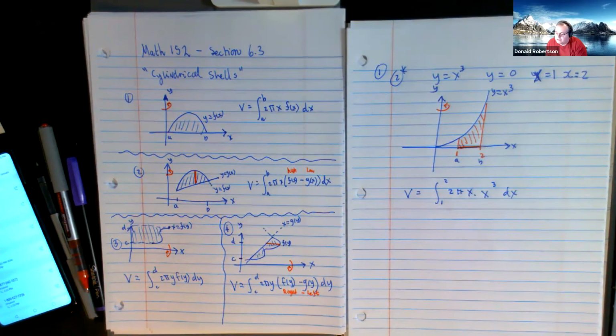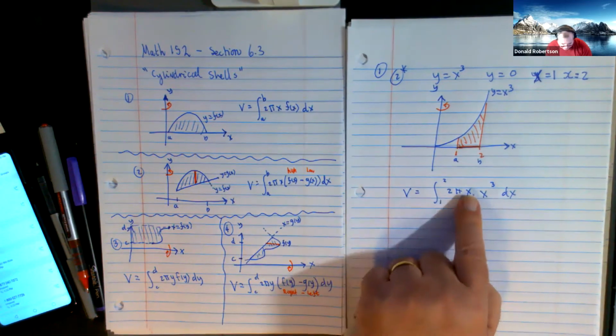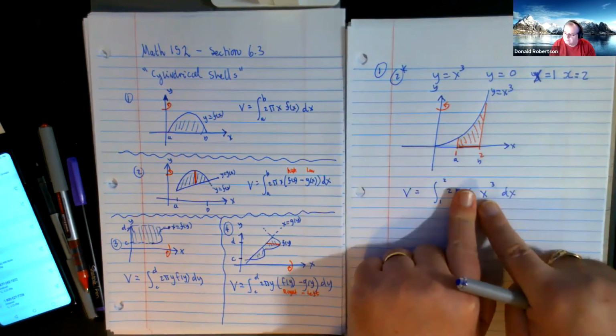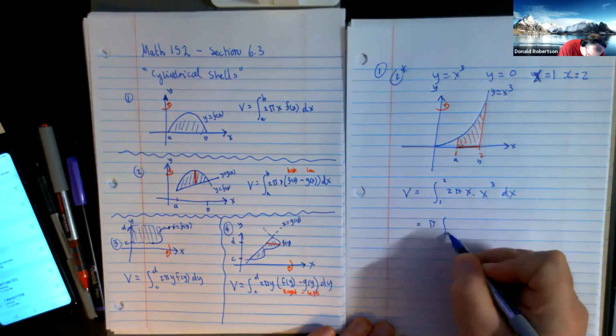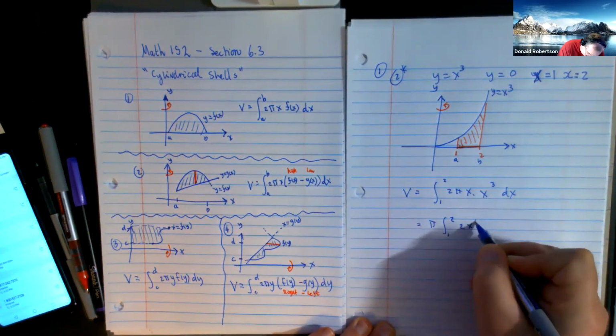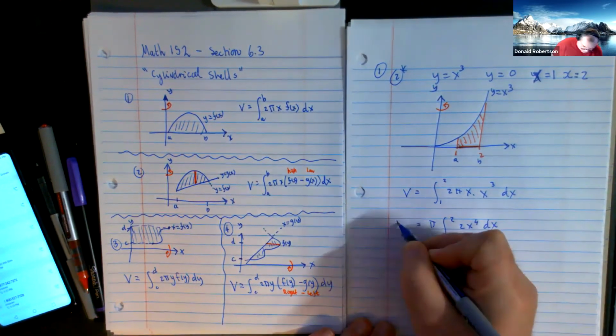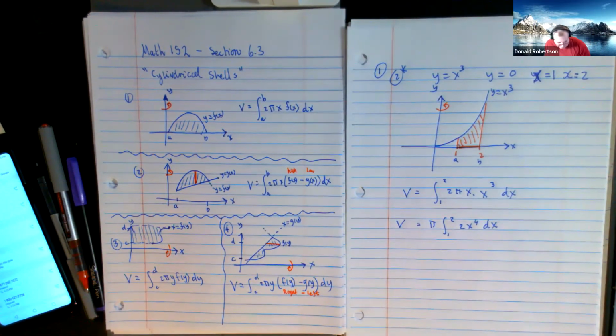Are we okay so far? 2 pi x, f of x. Right, make it look pretty. Pull out that pi, which I probably should have done earlier. We're going to get that guy. Not the worst integral in the world, would you agree?